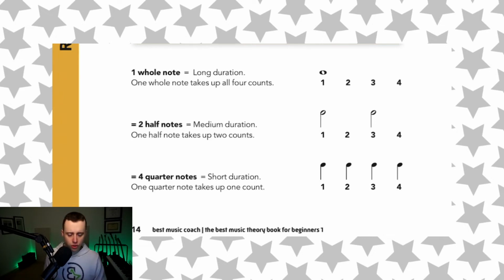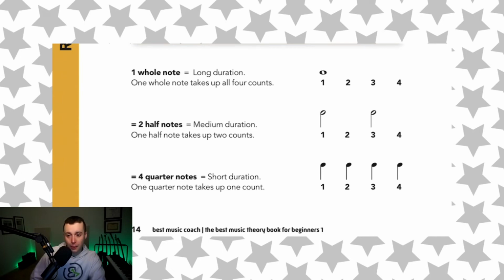So we have a whole note that gets 4 counts. 1, 2, 3, 4. We have a half note that gets 2 counts. 1, 2. And a quarter note that gets 1 count. So that sounds like this. We're going to think of a count as a click. Clicks are counts. 1, 2, 3, 4. That was a whole note. Here's a half note. 1, 2. Wow, that was a lot shorter. Here's a quarter note. 1.